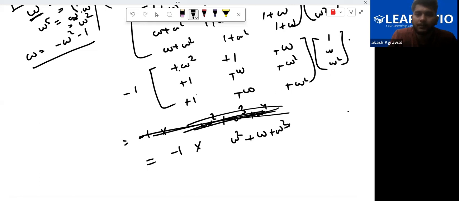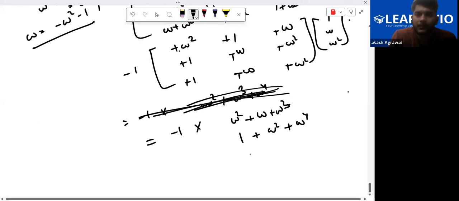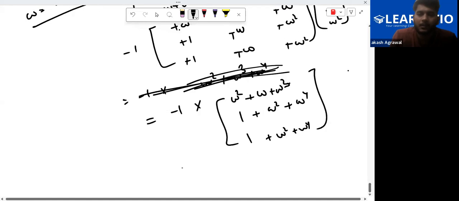And then we have this times this. 1 times 1 is 1, omega plus omega square. This is omega to the power 4. Okay, then we have omega plus omega square and omega 4 again after multiplication.